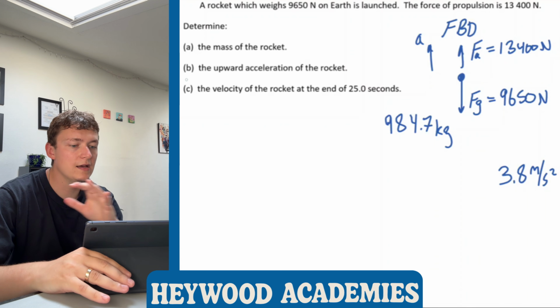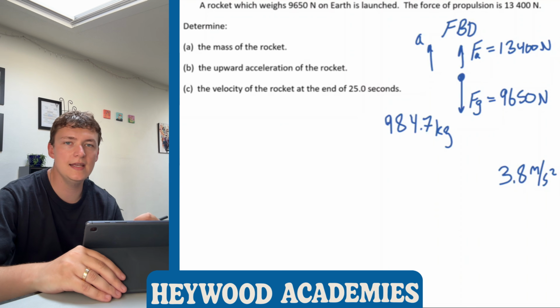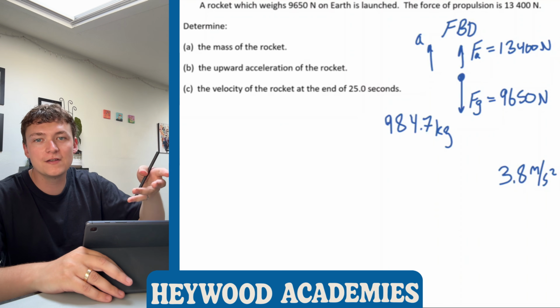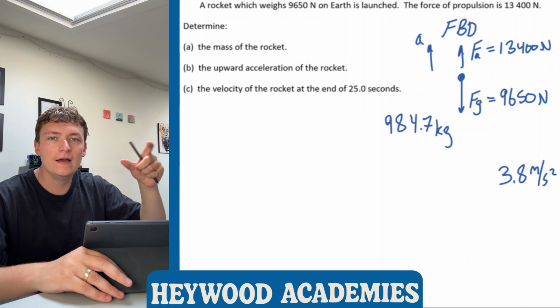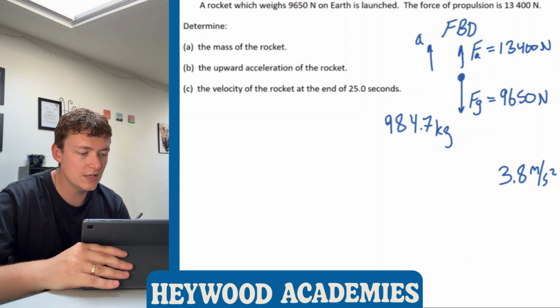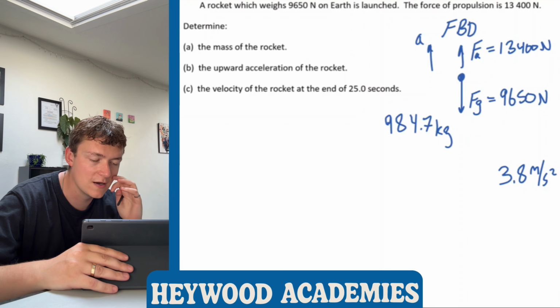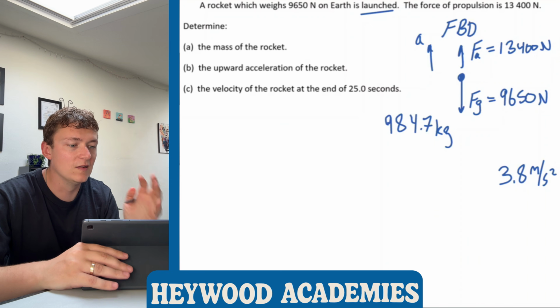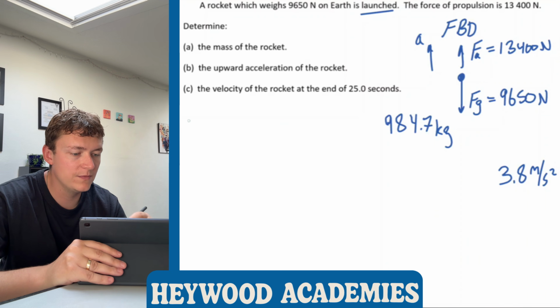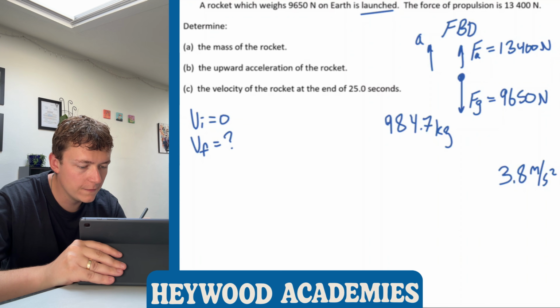So they're leading us towards that by giving us part B before part C. They're telling you to find the acceleration first from Newton's second law, then bring that into kinematics and use that to solve those types of questions. So now we have to go back to our kinematics equations and figure out what we've got to start with. They said this thing is launched, which is a little bit vague, but we can say that the initial velocity is 0. Final velocity is what we're solving for.